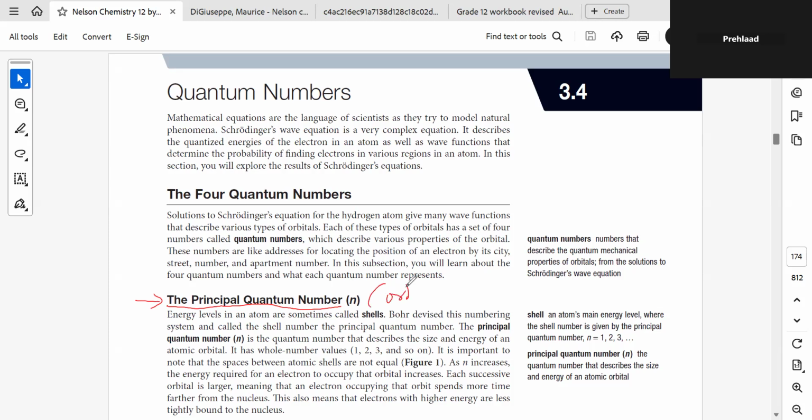orbits, similar to the Bohr's orbits. I said can be. It doesn't mean that they are actually orbits, but we can assume that they represent the orbits. And they are also referred to as shells.